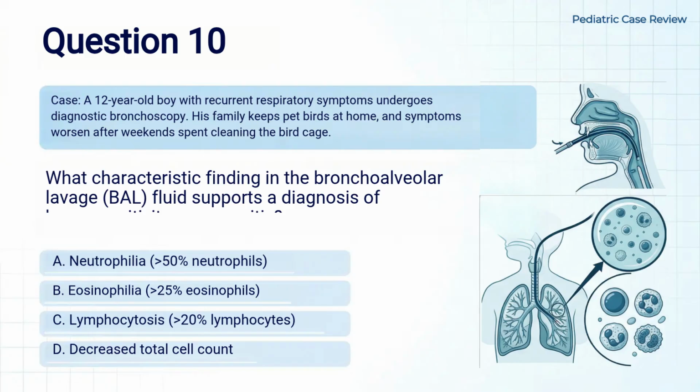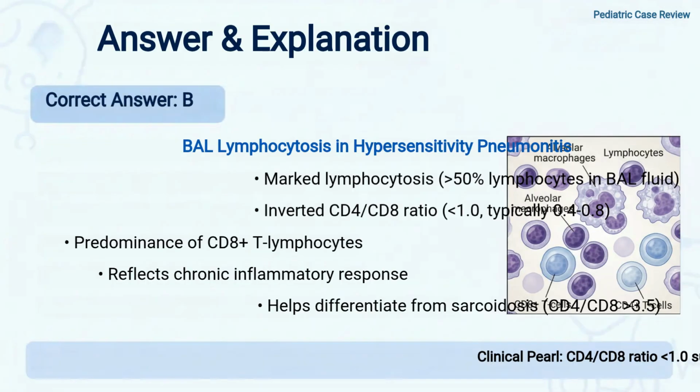Option A. Neutrophilia with more than 50% neutrophils. Option B. Eosinophilia with more than 25% eosinophils. Option C. Lymphocytosis with more than 50% lymphocytes. Option D. Decreased total cell count. The correct answer is option C. Lymphocytosis with more than 50% lymphocytes in the bronchoalveolar lavage fluid.